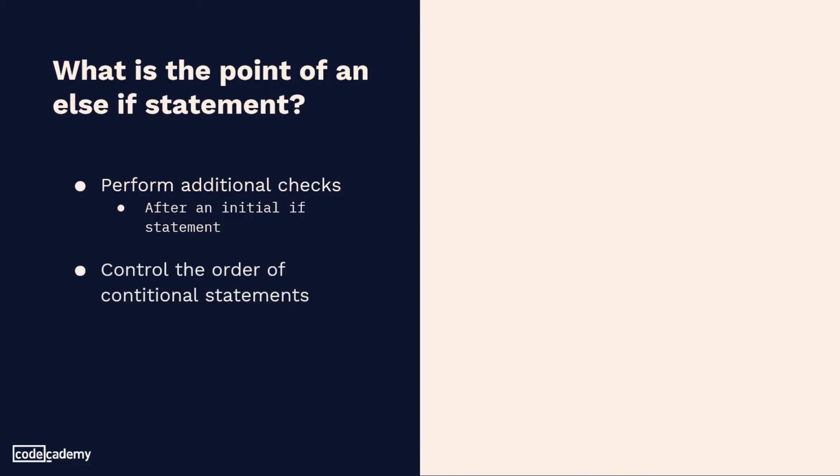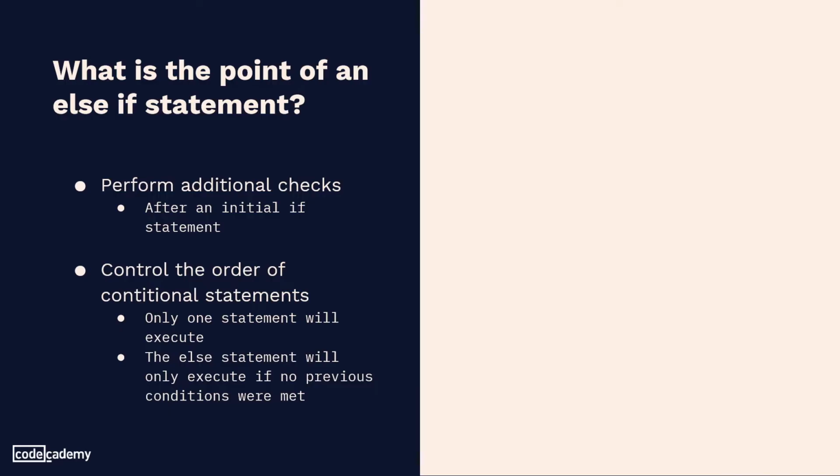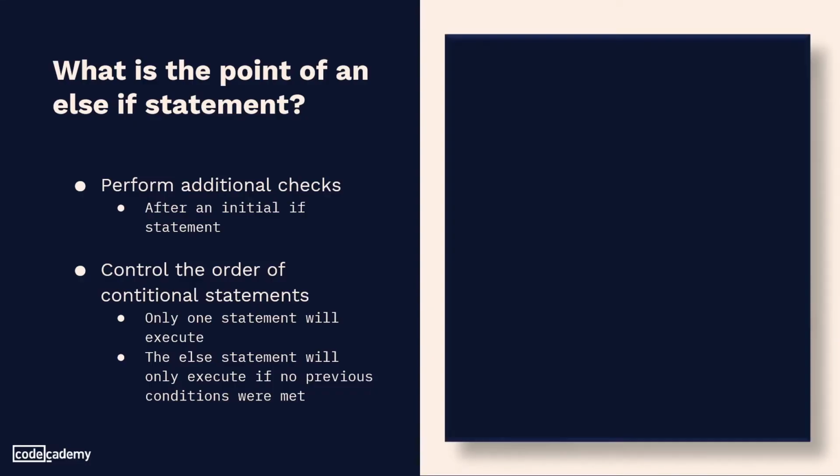Because of this, else-if statements control the order of conditional statements. It forces only one of the statements to execute. Once one of the elif conditions is true and the indented code is executed, the rest of the conditions are skipped and Python moves on. An else statement will only execute if none of the conditions from the if or else-if statements were met. Let's take a look at an example on the right.